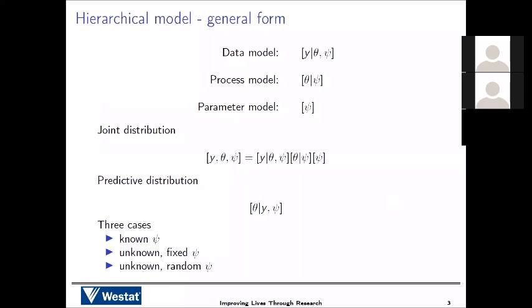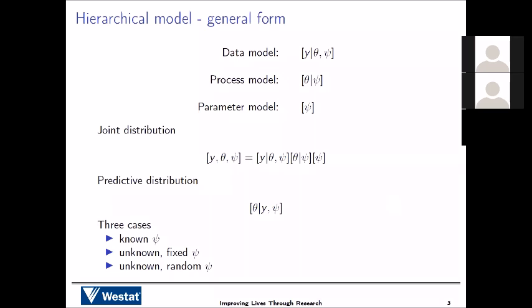So a general framework for a hierarchical model is listed here. Say we have data Y, so we assume a data model Y given theta and psi, but the quantity of interest is really theta, and psi is just the vector of parameters. And then we assign a process model on theta, so theta given psi, and finally a parameter model on psi. We can write the joint distribution as the product of the three.